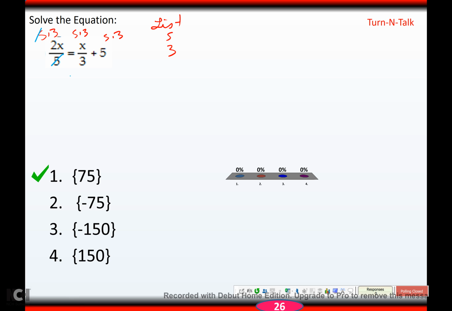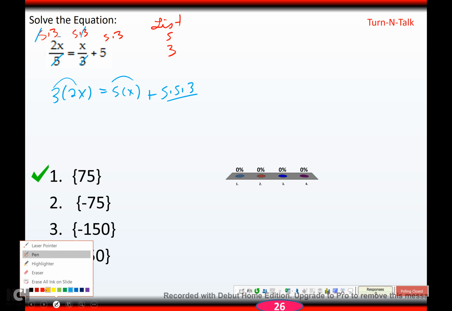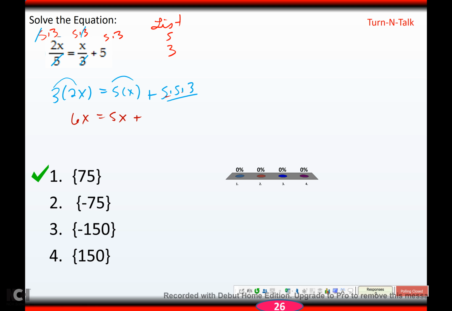The 5's cancel. I'm left with 3 times 2x equals, the 3's cancel, I'm left with 5 times x. Nothing cancels, so I multiply them all, which is 5 times 5 times 3. So distribute, distribute, and multiply. And I get 6x equals 5x plus 25 times 3 is 75. Subtract 5x, I get x equals 75. And again, no letters in the denominator, so I don't have to throw any answers out.